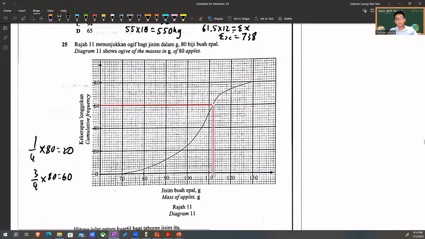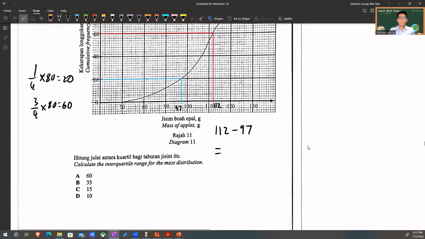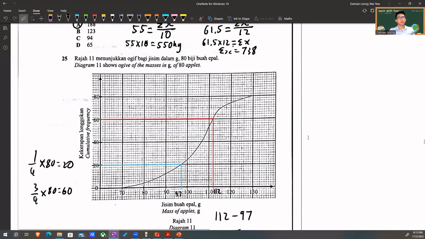So it's here. And 20 and 60. 20 will be here. Yeah, which is 112 and 97. So interquartile range means the difference. 112 minus 97, 15. So answer C.